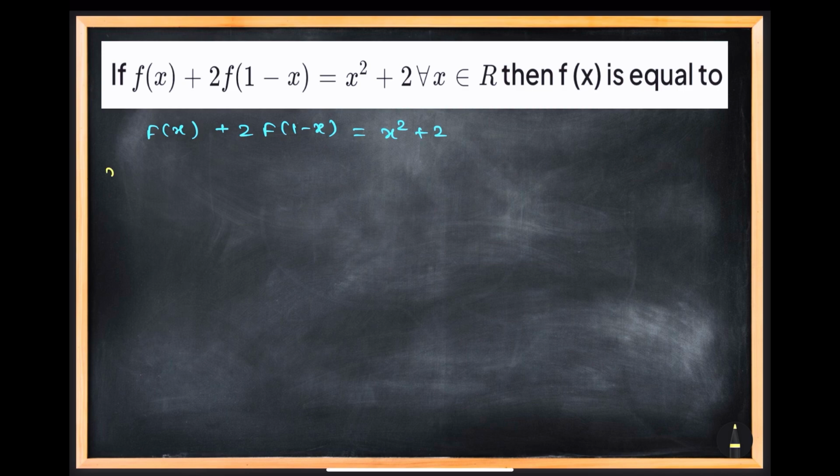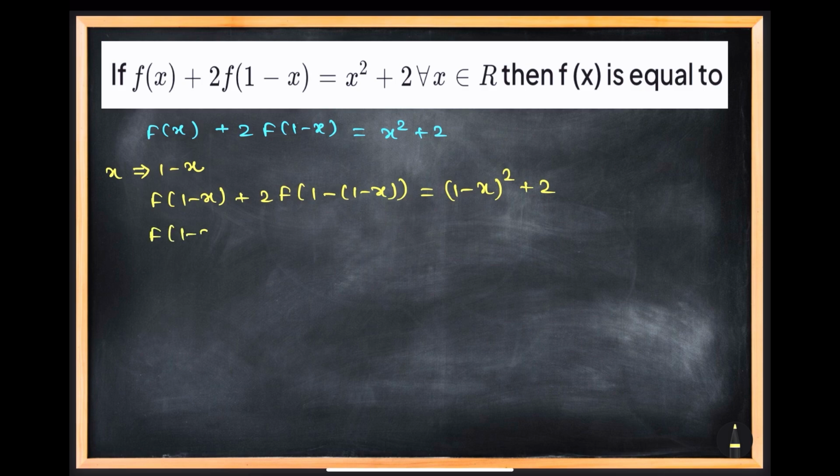Just replace x with 1 minus x. Okay, just do the replacement. So we will get 1 minus x plus 2 times f of 1 minus 1 minus x is equal to 1 minus x whole square plus 2. Okay, so look at this, what will happen.